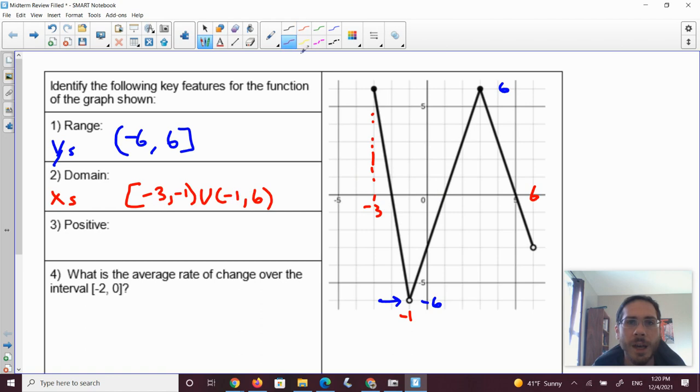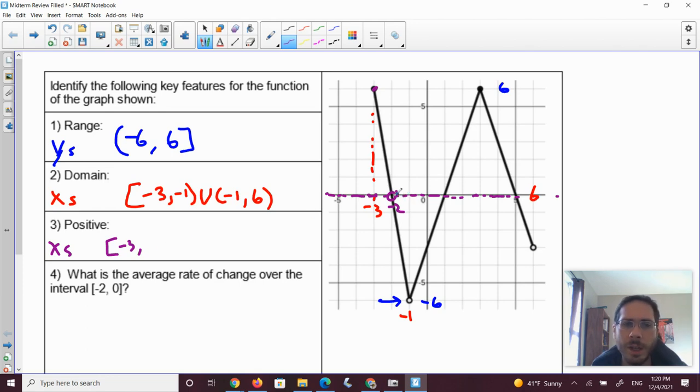For part 3, it says positive. So what we want to do is look at the x-axis, which is right here. And anytime we're above this, then we're going to be positive. So that means we're going to start positive here, and we're going to end being positive right here. So this is from -3 to -2. Again, when we talk about positive, we're only talking about the x's. -3 is a solid dot.